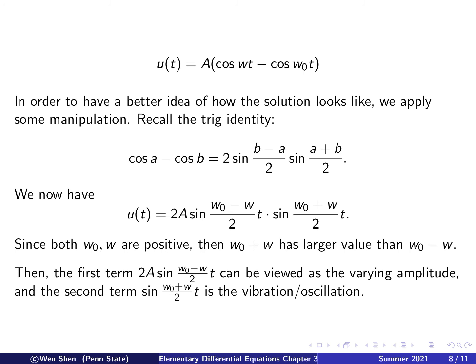So in this case, you can view this function as one that describes an oscillation with varying amplitude. So you can basically say this is the oscillation, that's the frequency. It's oscillating and its amplitude is changing following this function here.